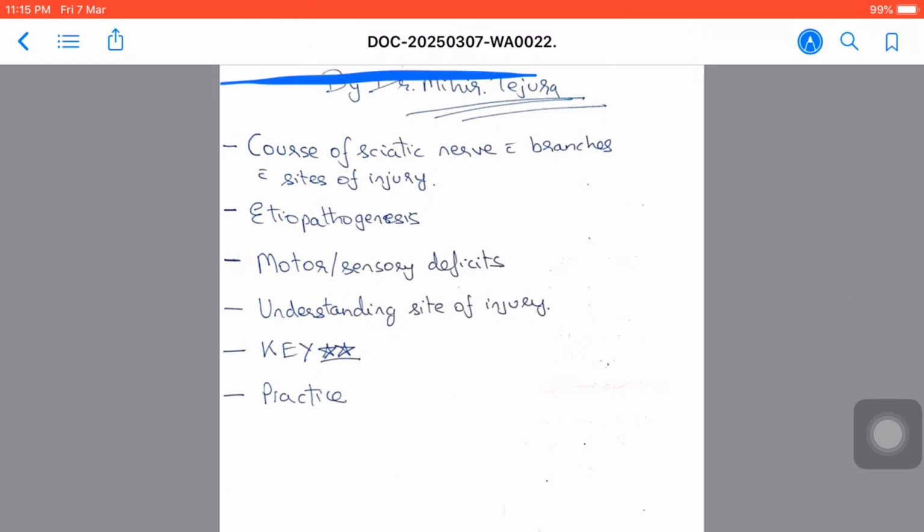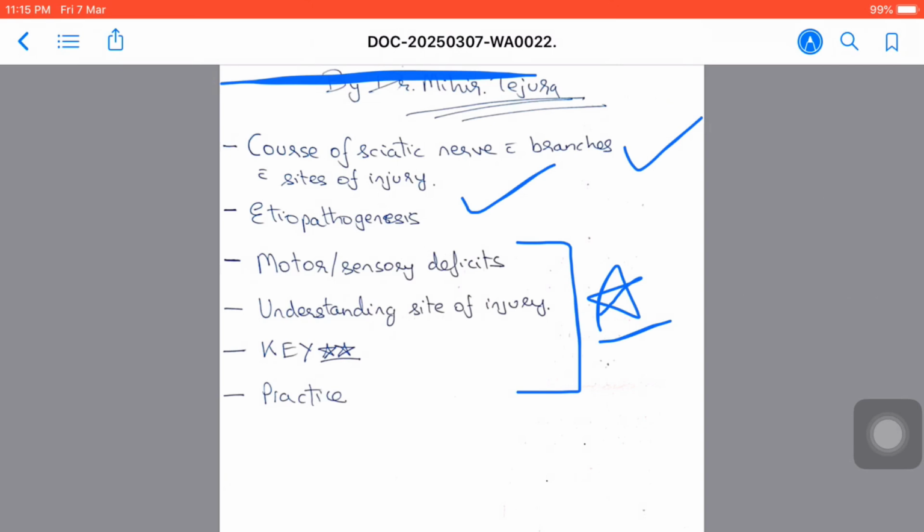drop. So without further ado, our plan for today is we are going to discuss the course of the sciatic nerve with branches and site of injury. We are going to discuss the etiopathogenesis. And the last four topics are the most important topics. If you ask me to put my money on, I'll put it on these four topics.